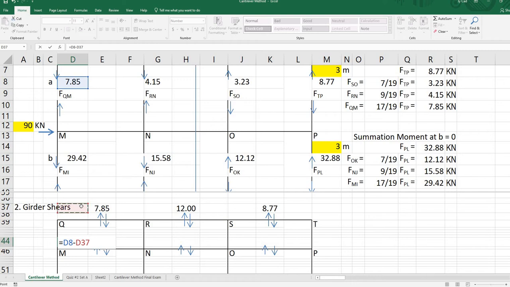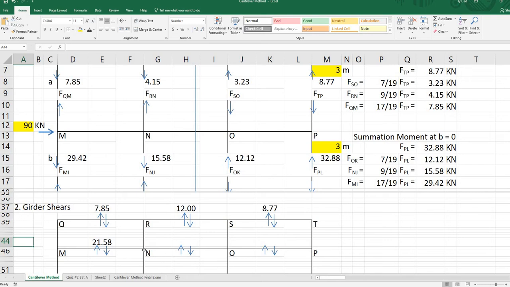Ito. Dito ko na lang i-compute. So this is 7.85 minus 29.42. Tapos itong result na 21.58 is upwards, kaya positive. So plus 21.58 is equal to 0. Ayan. Okay? See?